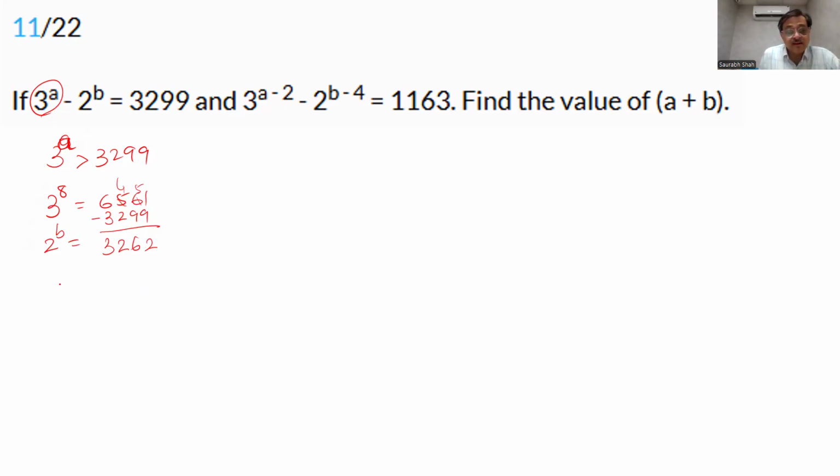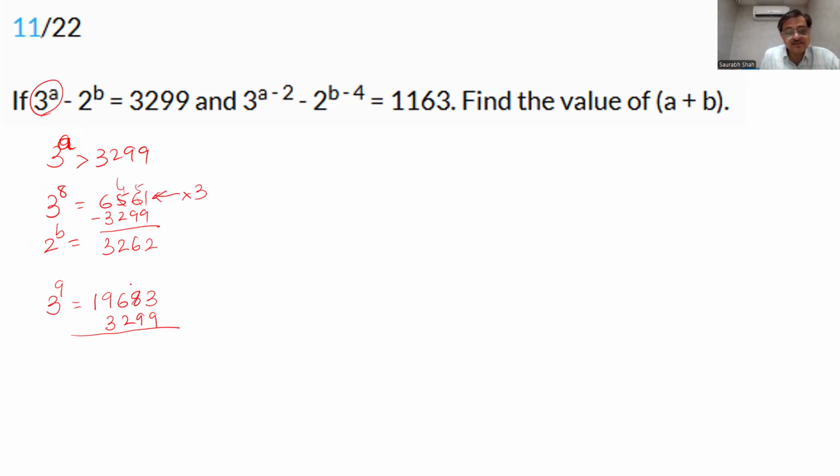Next power of 3. We have not asked you to remember 3 raised to 9. But if you had remembered 3 raised to 8, simply multiply 3 raised to 8 by 3 and you will get 3 raised to 9. 3 into 1, 3. 3, 6, 18, carry 1. 3, 5, 15 and 1, 16, carry 1. 3, 6, 18 and 1, 19. From this, subtract 3299. And let's see if this now turns out to be a power of 2.